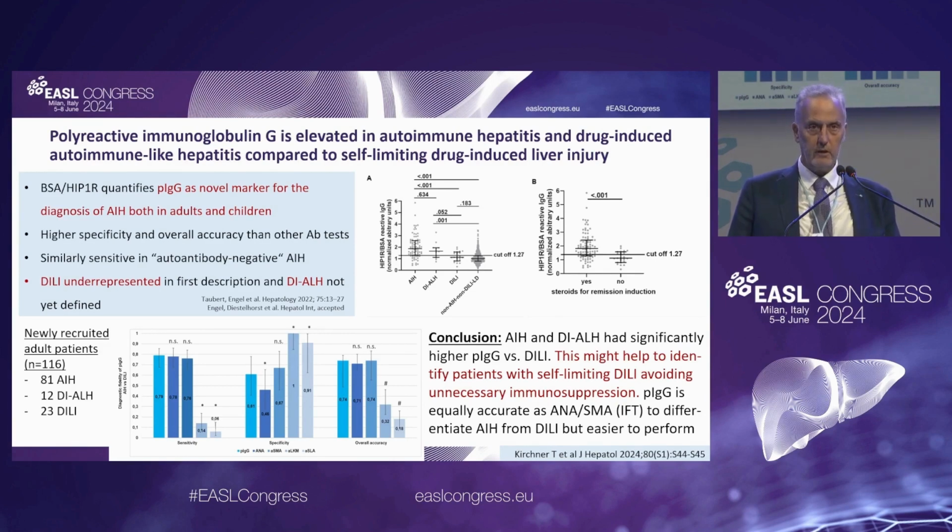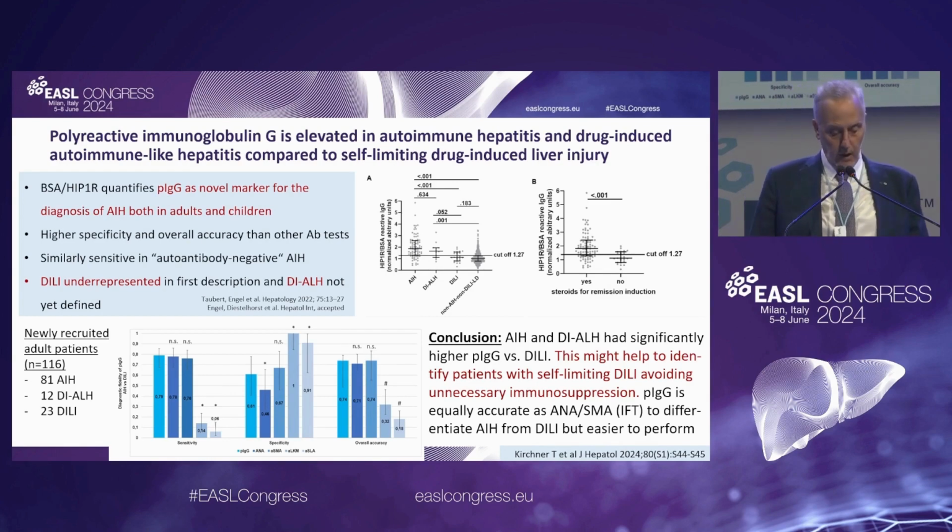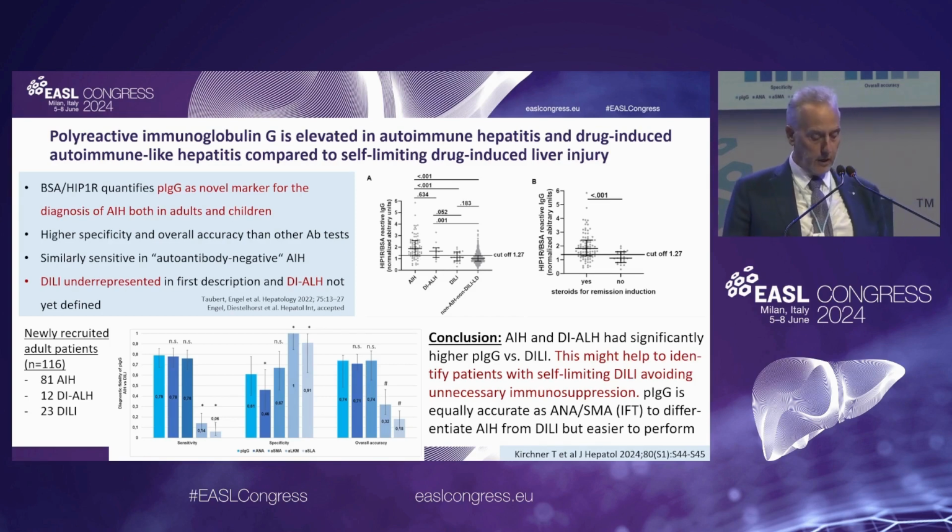polyreactive immunoglobulin G, which has recently been suggested as a potential novel marker for diagnosis of AIH both in adults and children. However, in these previous studies, patients with DILI were underrepresented, and therefore the authors investigated a new set of patients, including patients with drug-induced autoimmune-like hepatitis and DILI.